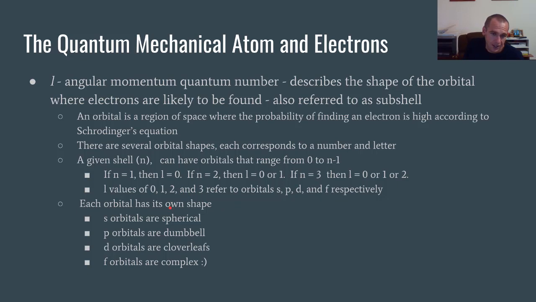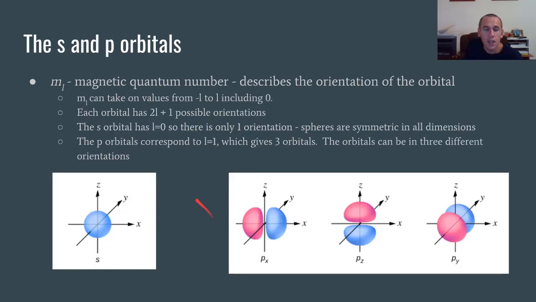Like I said, the s orbitals, which correspond to an L value of 0, are spherical. The p orbitals, which correspond to an L value of 1, are dumbbell shaped. The d orbitals, which correspond to an L value of 2, are cloverleaf shaped. And the f orbitals, which correspond to an L value of 3, are complex shaped. We'll look at those in just a second. So the s and p orbitals.